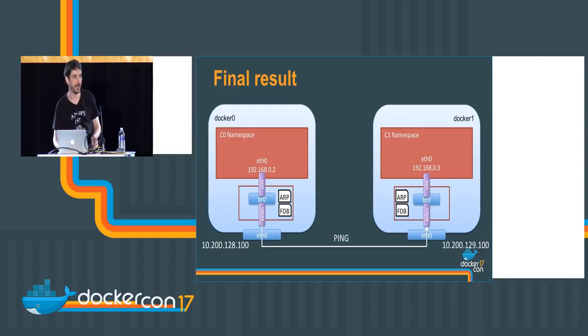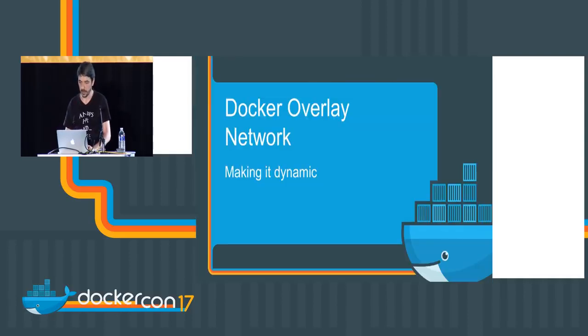Okay, so here's what we built. It's very similar to what I showed before. It's just that we did it ourselves without any intervention from the Docker overlay driver. What we did so far was very manual. I had to add the entries, MAC addresses and locations manually, and that's not very nice. So what I want to do now is make it dynamic. I want to create containers on both hosts, and I want them to be able to find each other.